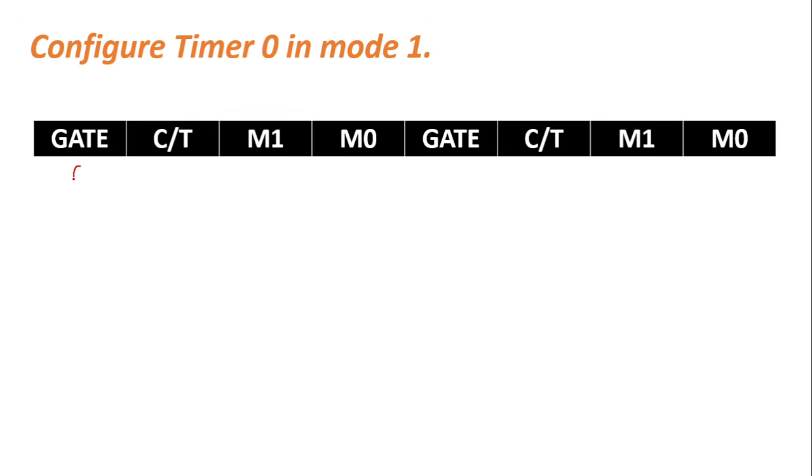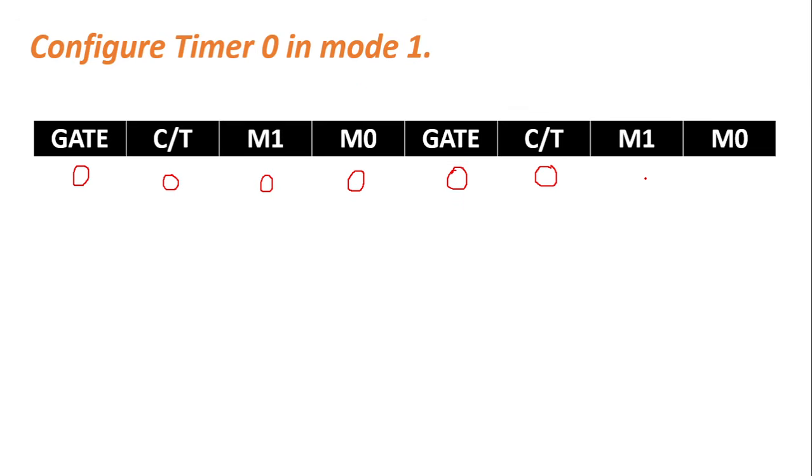As I am not using timer 1, I will make all bits of timer 1 as 0. So these 4 bits belong to timer 1. The remaining 4 bits are related to timer 0. I am not controlling the timer with the help of hardware, so I will make GATE as 0. I am going to use the timer in timer mode, so for delay generation you should make the C/T bar bit as 0. The next 2 bits are meant for selection of mode.